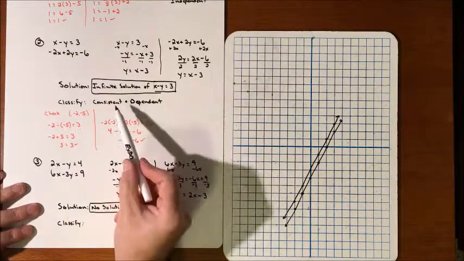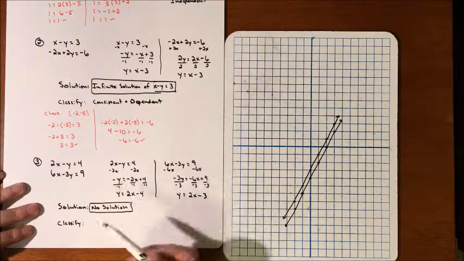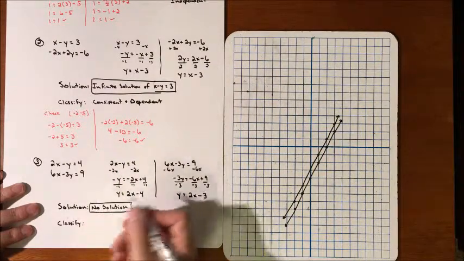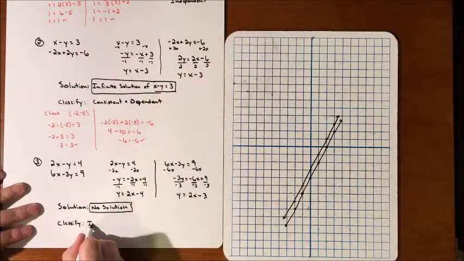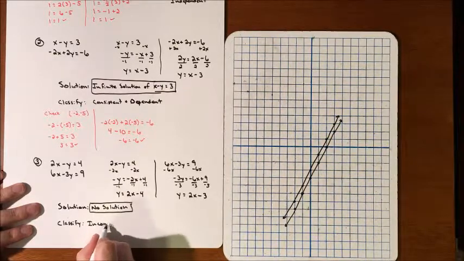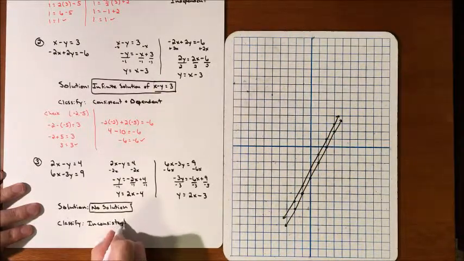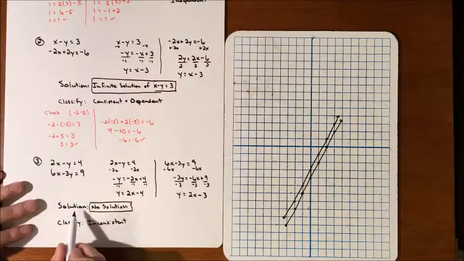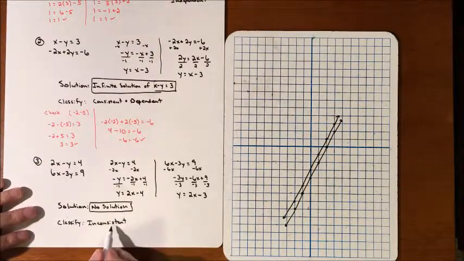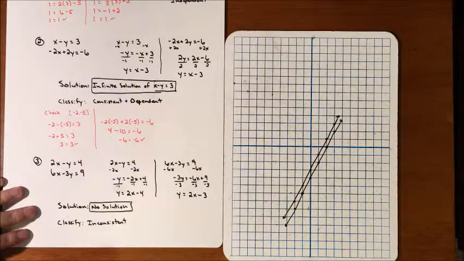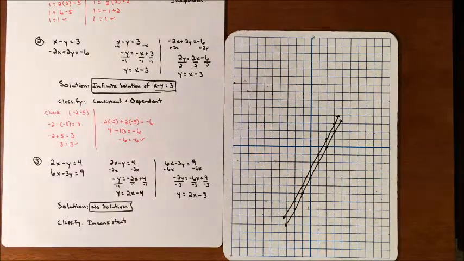So consistent again meant that we had a solution. We don't. So if consistent means we have a solution, inconsistent means we don't have a solution. So we do not have a solution. It's known as an inconsistent system of equations. And that is solving systems of linear equations by graphing.